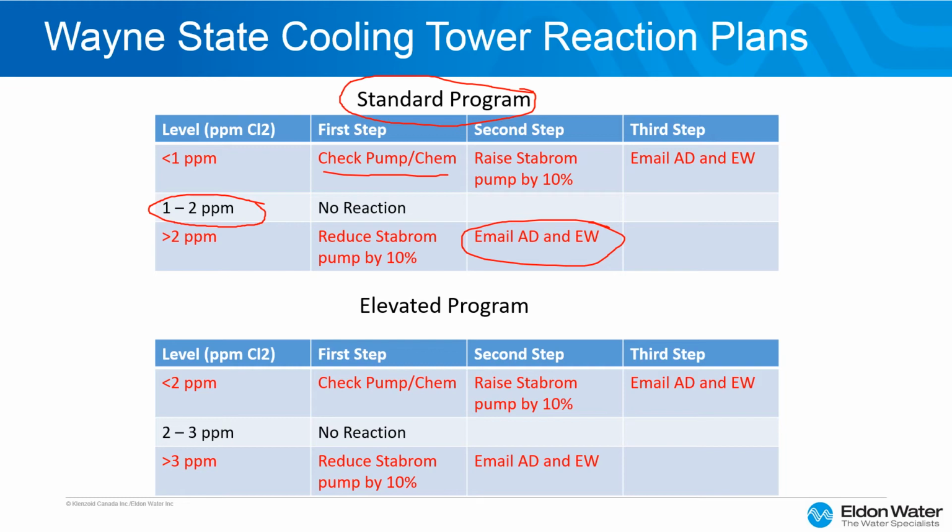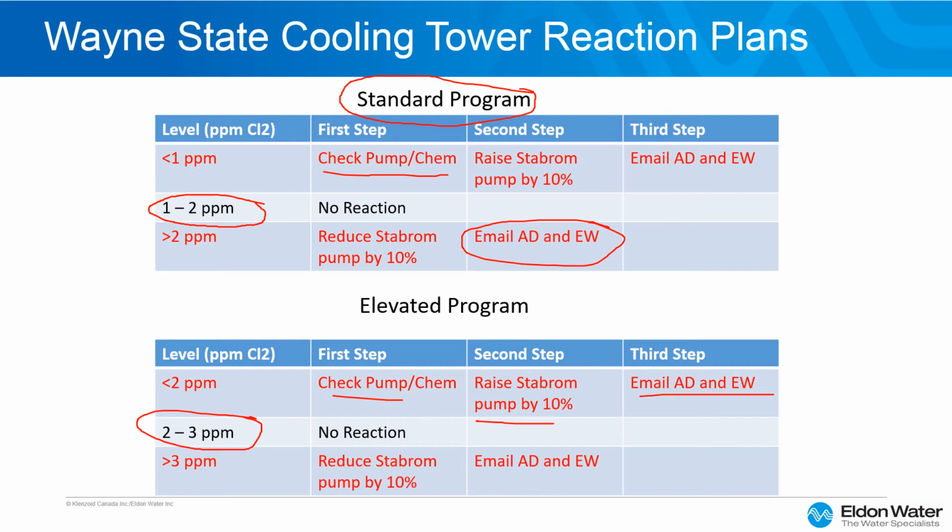And for the elevated program, the exact same thing. It's just different control limits. We're trying to hit 2 to 3, so your bromine settings are going to be a little bit higher. But again, checking the pump, raising the Stabrom, and then emailing the AD and Eldon Water. Really want to document this. This is so we can have a comprehensive water safety plan, because this is part of our corrective action workflow. If you remember from the ASHRAE 188 standard training, a lot of that standard says you have to document things, and that's what a lot of this is about.